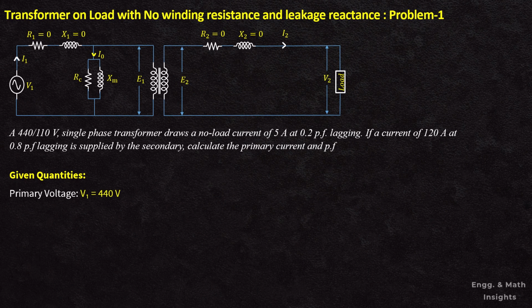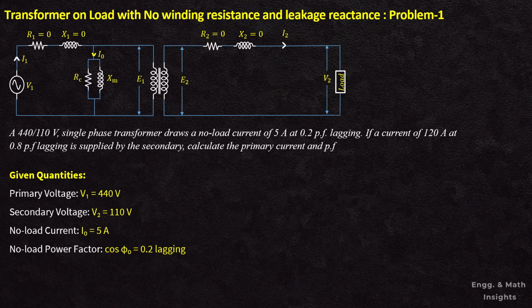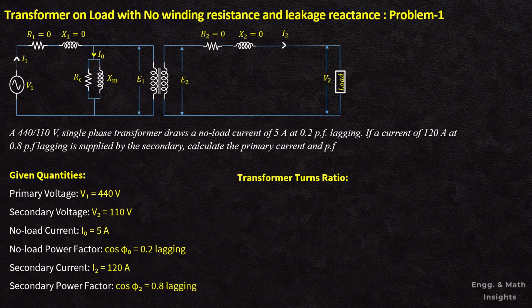Here the given quantities are primary voltage V1, which is equal to 440 volt, secondary voltage V2 of 110 volt, no load current I naught equal to 5 ampere, and the power factor of the no load current, or cos phi naught, is 0.2 lagging, and the secondary current I2 is 120 ampere. The secondary power factor, or cos phi 2, is 0.8 lagging. At first, we will calculate the turns ratio K, which is the ratio of the number of turns in primary by the number of turns in secondary, which is also equal to the supply voltage in the primary winding by the load voltage in the secondary winding, or V1 by V2, which is equal to 440 by 110, or 4.